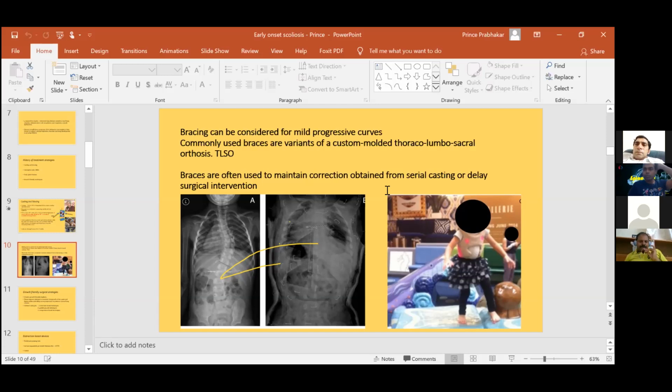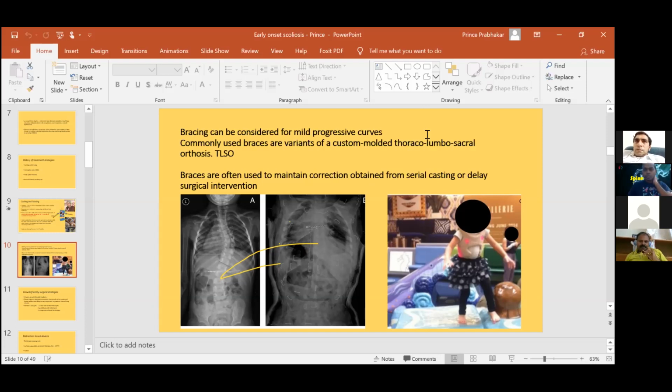And the casting interval, how frequently do you change it? Every 2 to 3 months. This depends on the cast, how much they are able to take care of the cast and all that. Okay. Thank you.